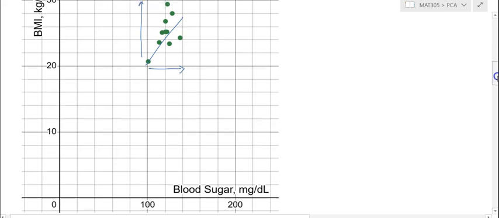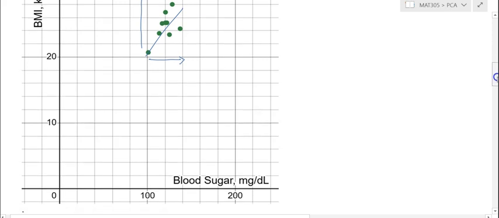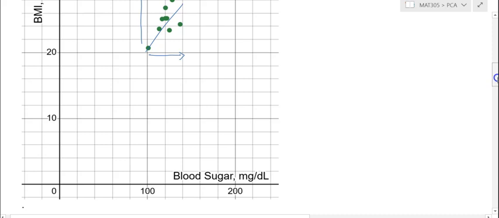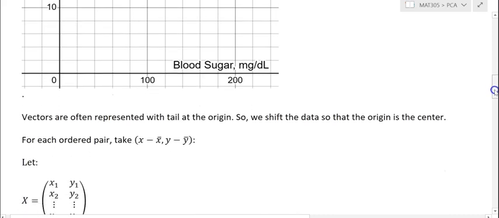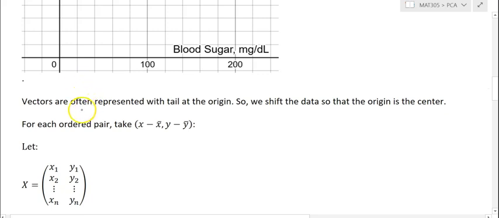Okay, and so how do we begin to analyze this data? Well, we see the relationship, and I just want to point out how this technique works, and that the technique is going to show us kind of the same result. So vectors are often, as we've seen, represented with the tail at the origin. So usually, we'd have vectors kind of emerging out of here, right? And so it would make sense to have our data recentered about the origin.